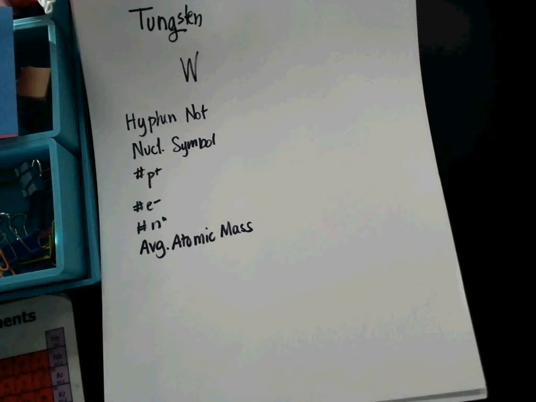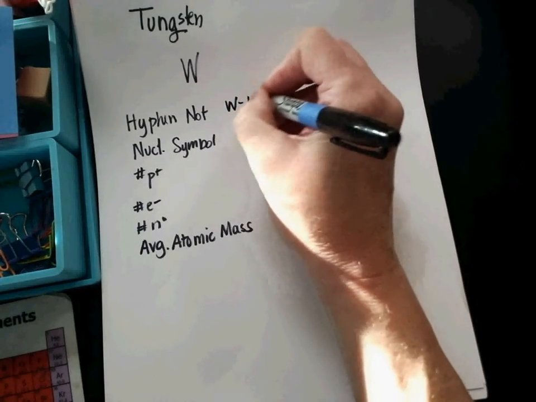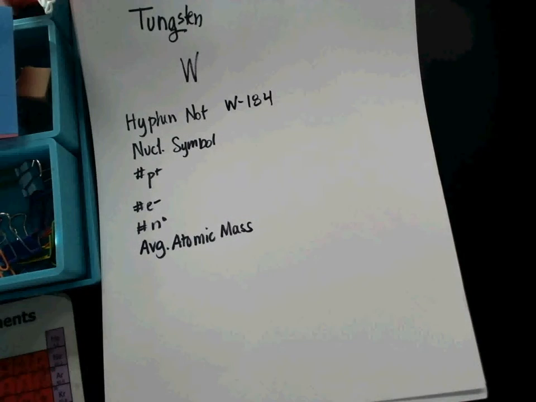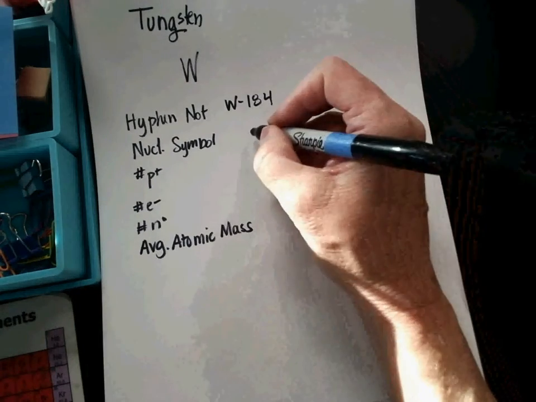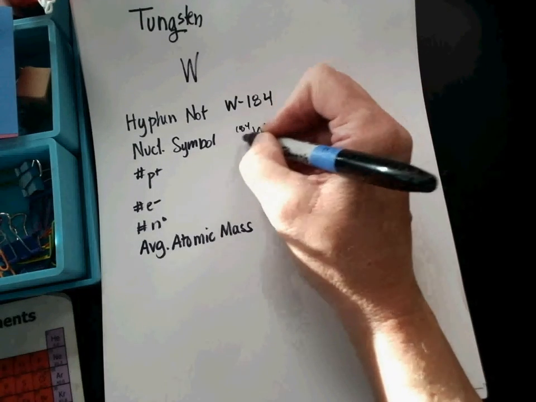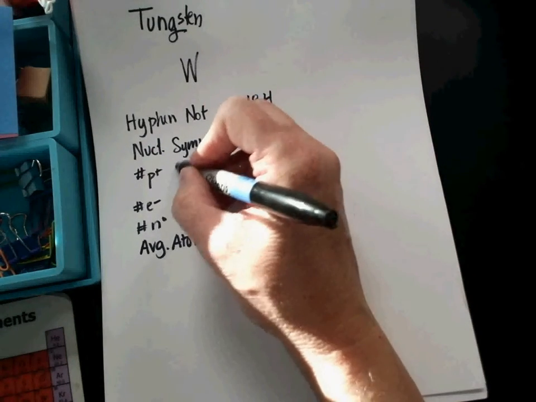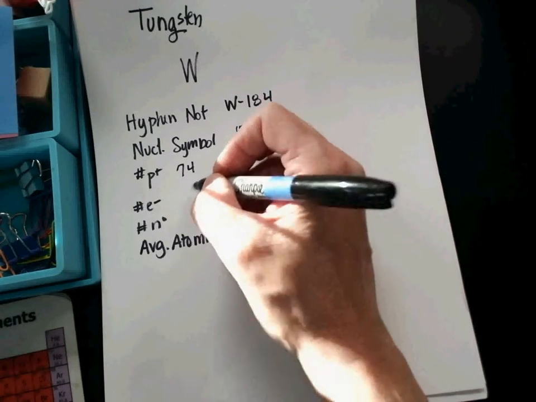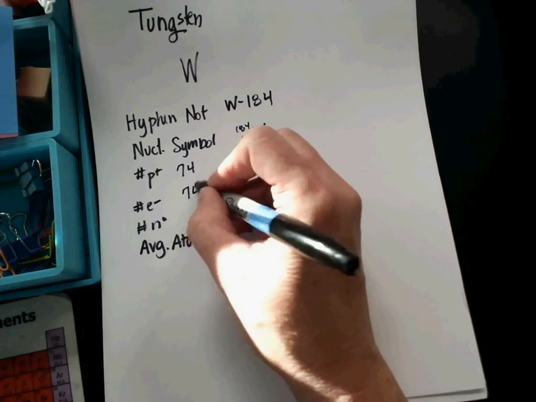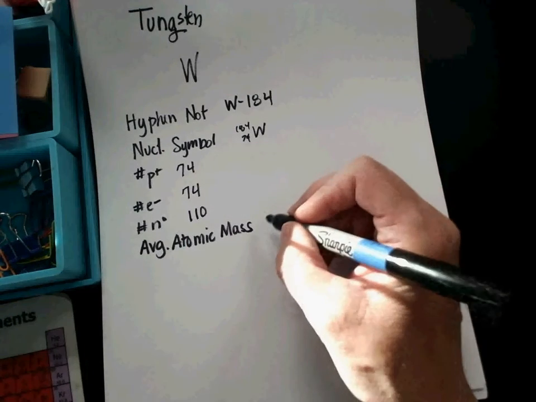Okay, raise your hand if you think you know what you're doing, if you feel pretty confident you're right. Okay, Annika, tell me hyphen notation. 184. Anybody not agree with that? Okay, give me a nuclear symbol, Addie. And 74. Okay. Emma, give me the number of protons. 74. Josh, give me the number of electrons. I think 74. Kirsten, give me the number of neutrons. 110. Isaac, give me the average atomic mass.